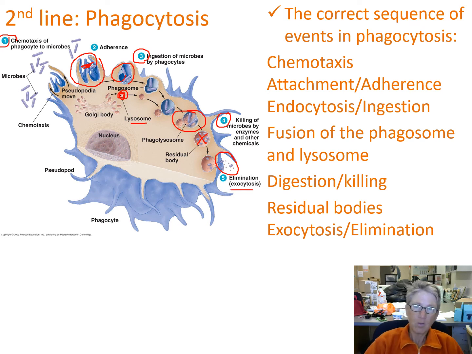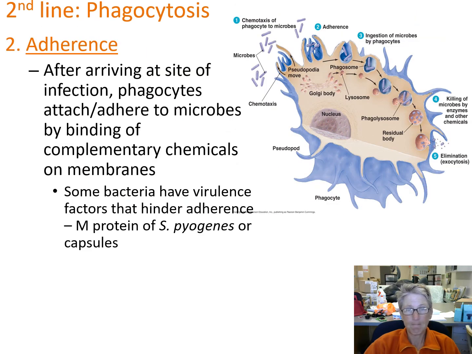So the correct sequence of events in phagocytosis includes chemotaxis, so the phagocyte has to get to the bacteria. And then you have attachment or adherence, then endocytosis or ingestion, you call it either one. Then you fuse the phagosome and the lysosome, and then you get digestion or killing of the microbe inside the phagolysosome. Then the residual bodies are exocytosed or eliminated. Those are the correct sequence of events in phagocytosis. So we'll look at it in a little more detail.